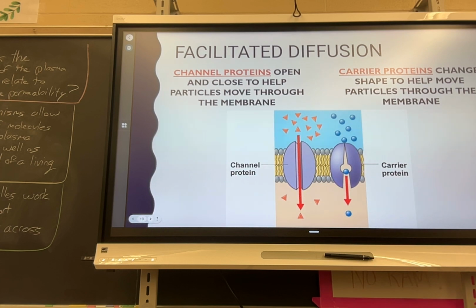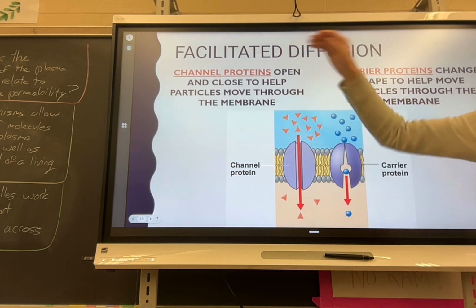Carrier proteins, on the other hand, are going to change their shape to let a molecule through, or a couple molecules through. So the carrier proteins are going to physically carry the molecules across.